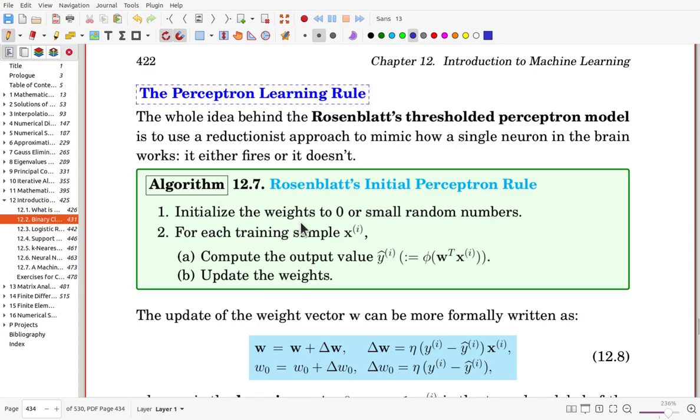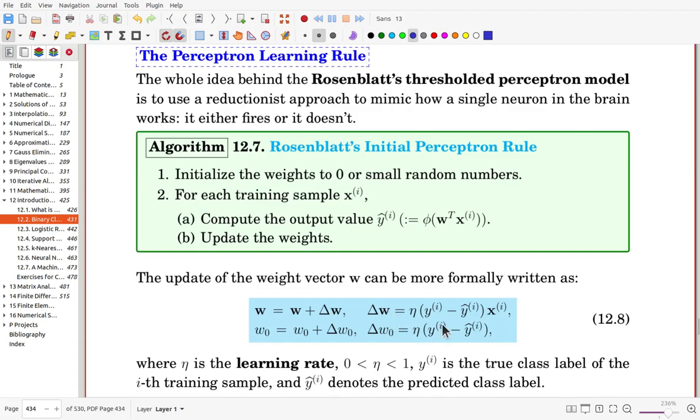Initialize the weights, of course, W0 and W, to 0 or small random values. Now, for each sample xi, we try to update. So compute the output value, which means the predicted value, and then compare it with the original label.